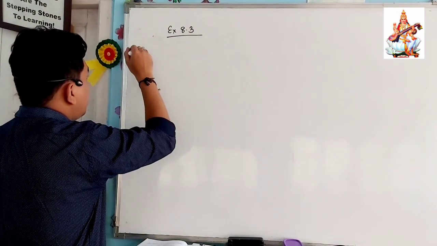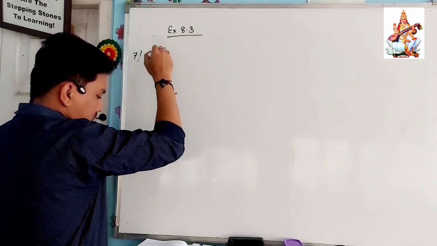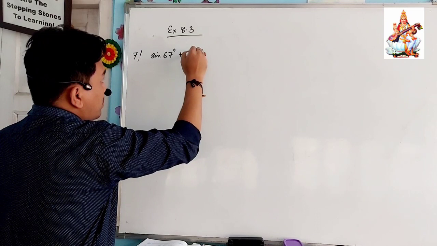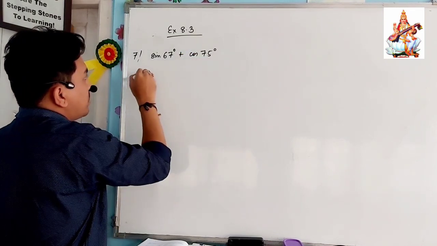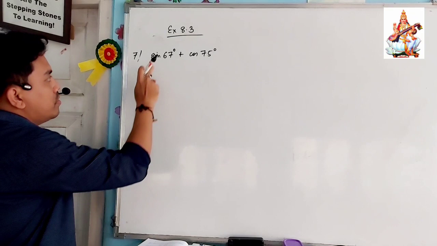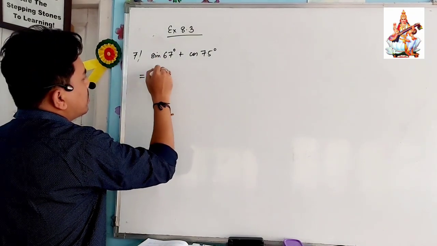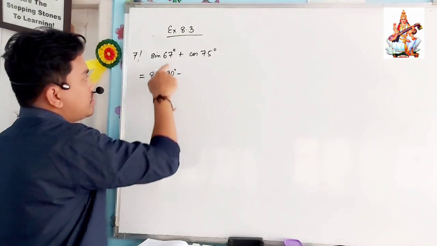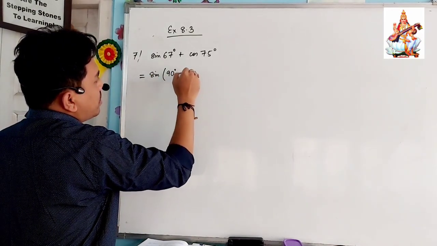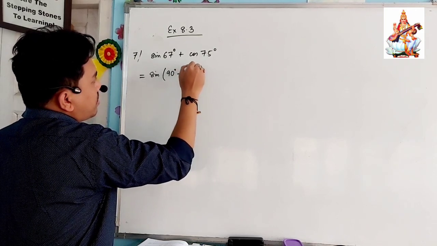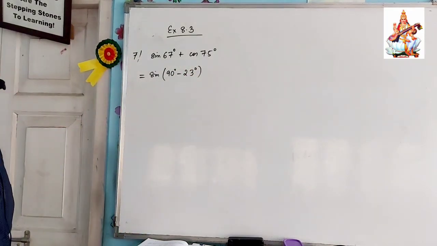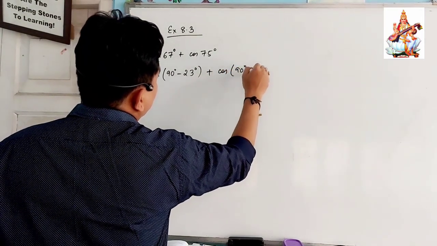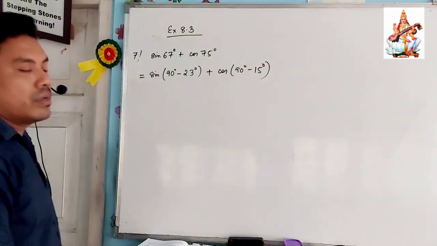This is question number 7. Sin 67 plus cos 75. Now we'll change this into complementary form. 67 can be written as 90 degrees minus 23. Does 90 degrees minus 23 give you 67? Yes. Similarly, for cos 75, 90 degrees minus 15 gives you 75 degrees. Yes.